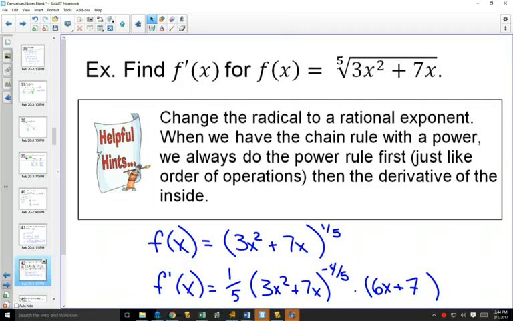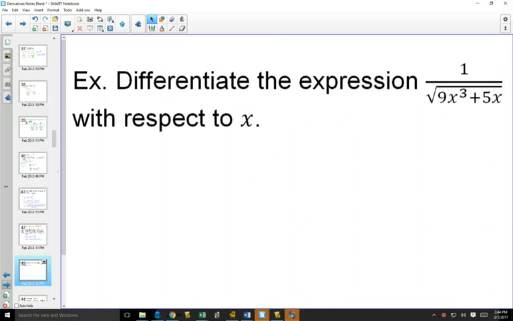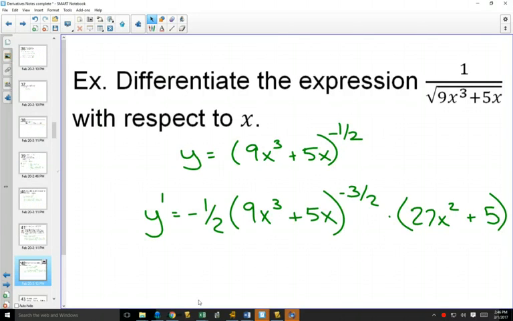So I'm going to get you to try the next one. So again, I changed the square root to a half, but I brought it to the top of the fraction to make it a power of -1/2, just because then it became really easy for the chain rule. So my outside function is that exponent. That -1/2 came out in front, subtracted 1 from the exponent, kept the inside the same, and then multiplied by the derivative of the inside.